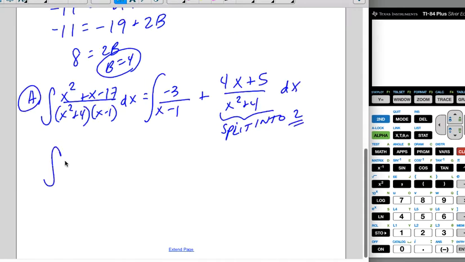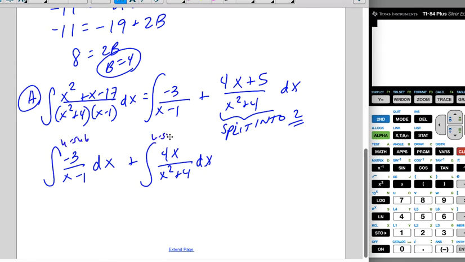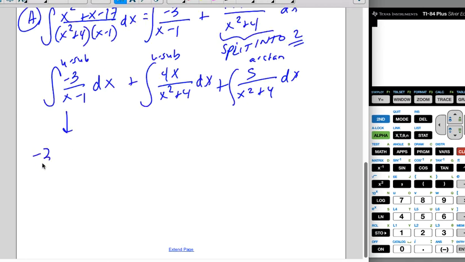I'm going to get that this is the integral of a negative 3 over x minus 1, right? Plus the integral of a 4x over x squared plus 4 dx. That's going to be, so this is going to technically be u sub. Plus a 5 over the x squared plus 4 dx, and that's going to be an arctan, right? So this one is going to be a negative 3, the natural log of the absolute value of x minus 1. This one, your u is x squared plus 4, so your du is a 2x dx, which means you're going to end up with a 2 in front of this, because when you clean this up, the 4x and the 2x are going to cancel, giving you a 2.